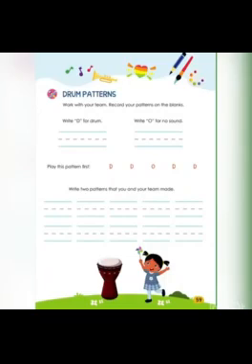Welcome, my dear students. Today we have lesson 6 in chapter 1, drum patterns. Work with your team. Record your patterns on the blanks. Write D for drum. Write O for no sound. So if we have sound like that, this is D. And if we have no sound, write O.